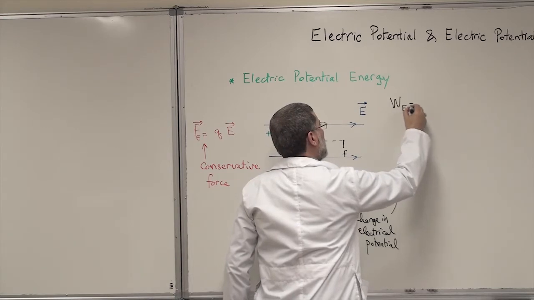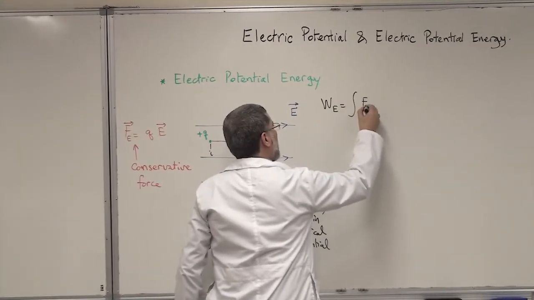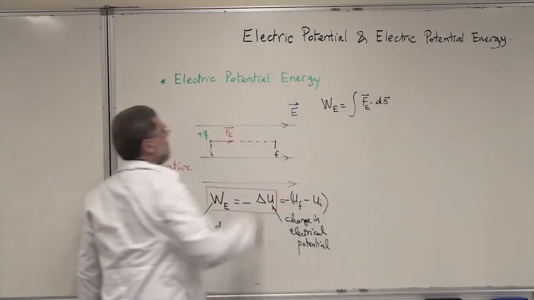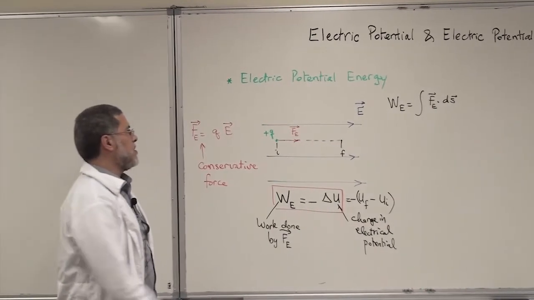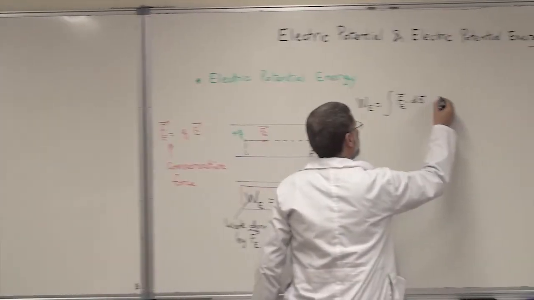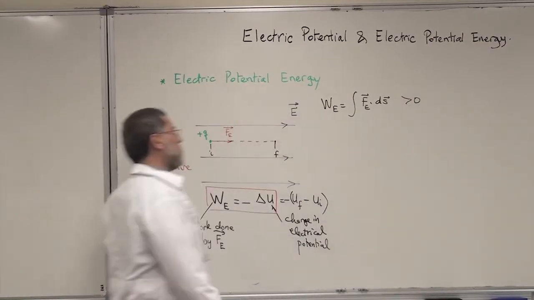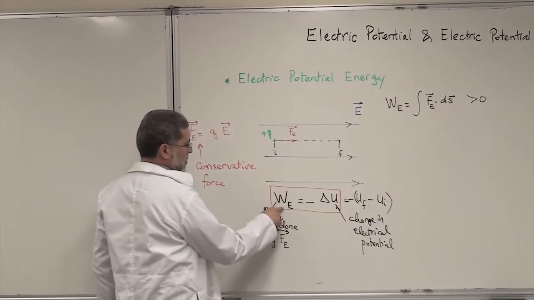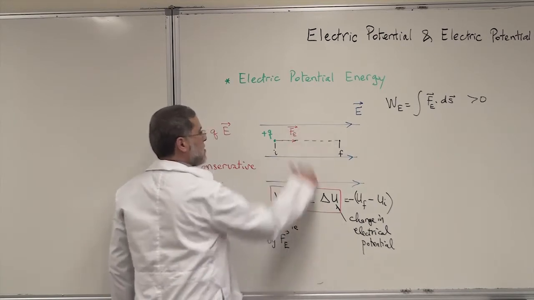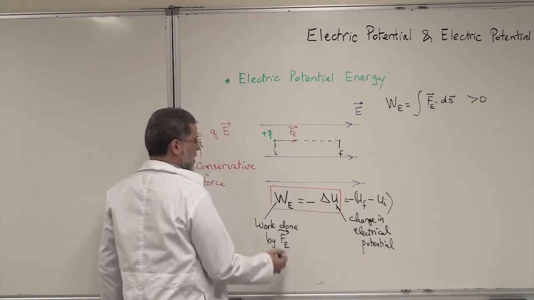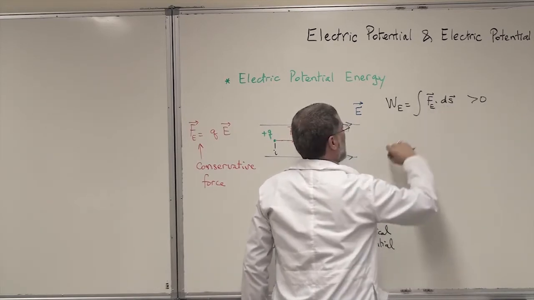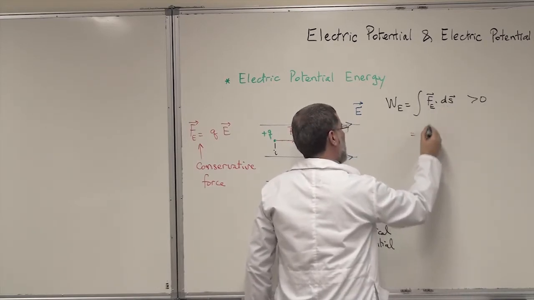As you can see, the work done by the electric force is the integral of F electric dot ds, the displacement, okay? And you notice that the displacement and the force are in the same direction, so this is going to be positive work, okay? The work done by the electric force WE will be positive, okay? Therefore, delta U should be negative in this case, okay? Delta U will be negative, because FE and ds are in the same direction.